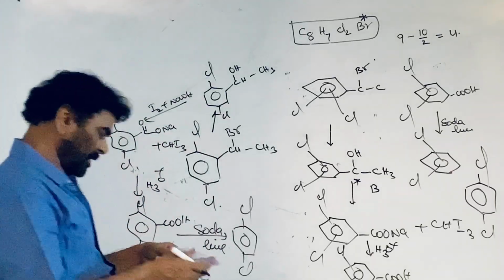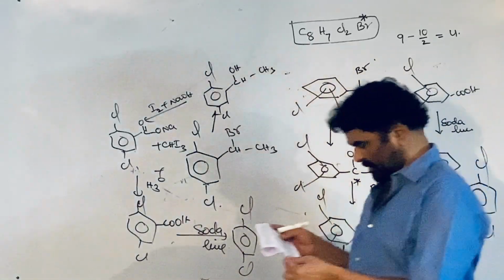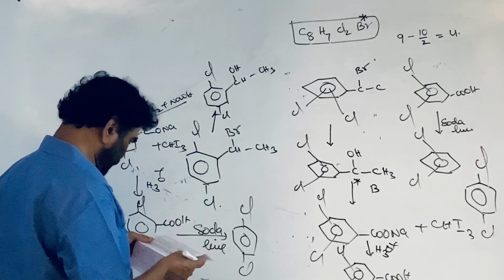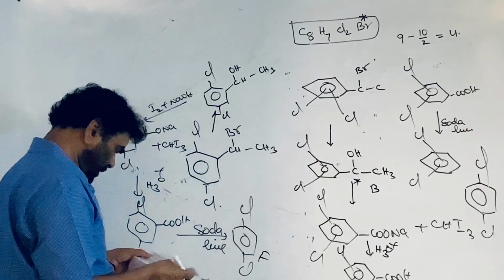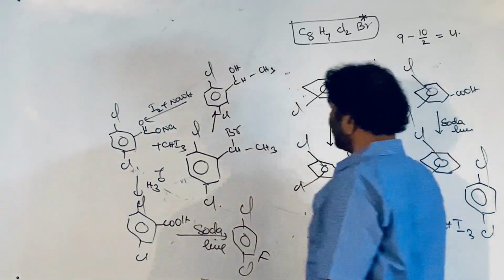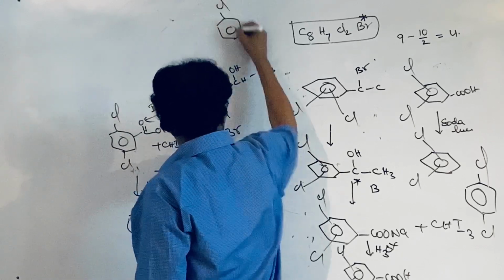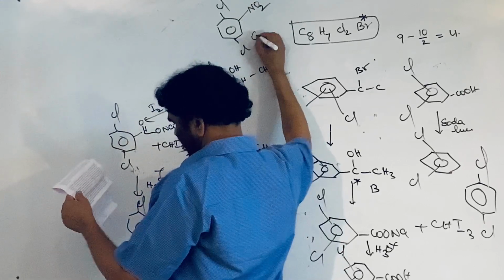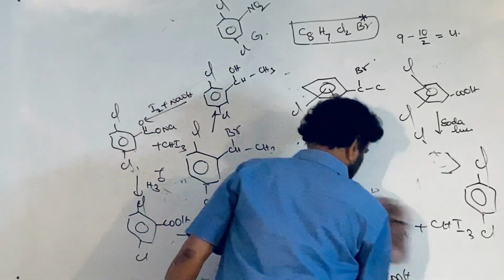I have not labeled what the products are. This is the single monochloride derivative. This is E; with soda lime it gives F. This is F. Mononitration gives G. Mononitration means the nitro product is formed with Cl anywhere. G. This is the case.